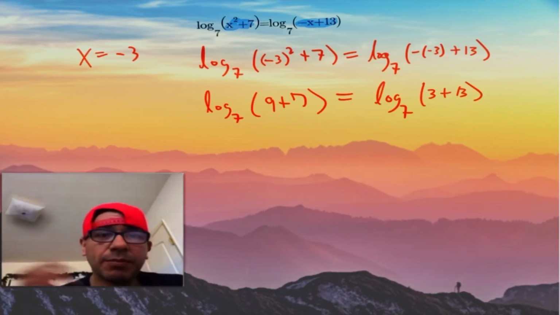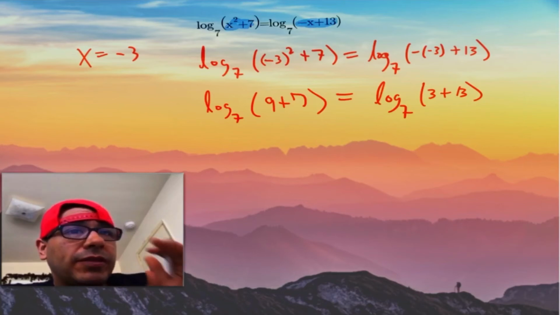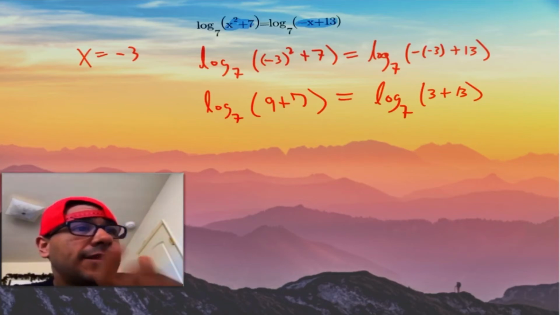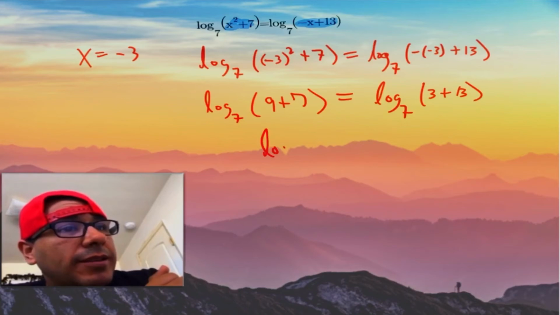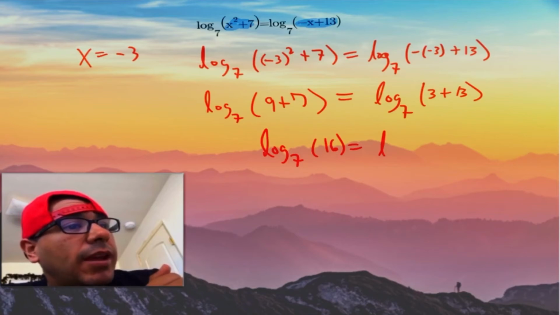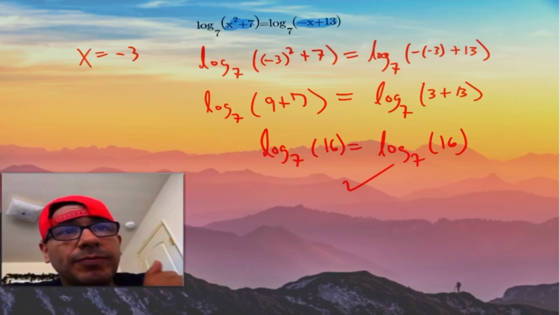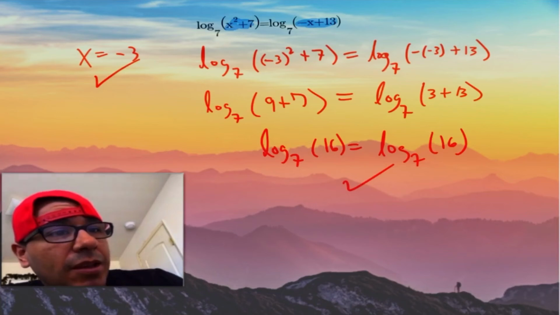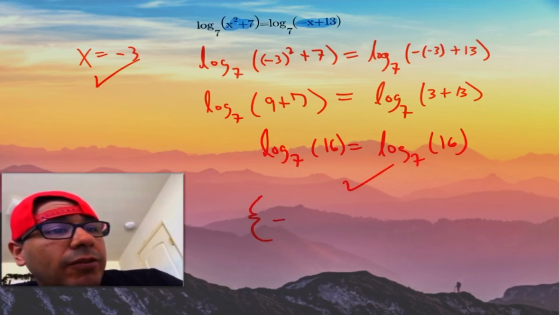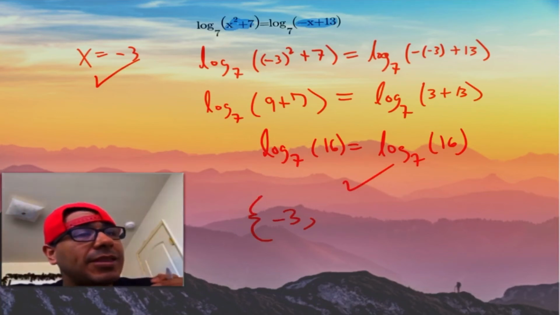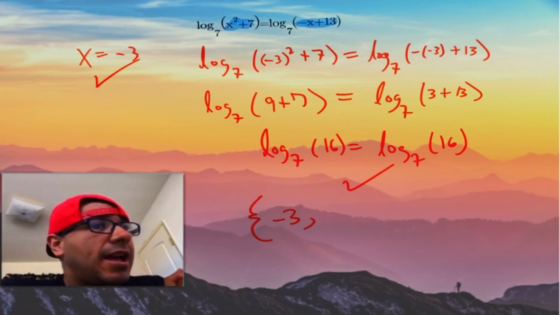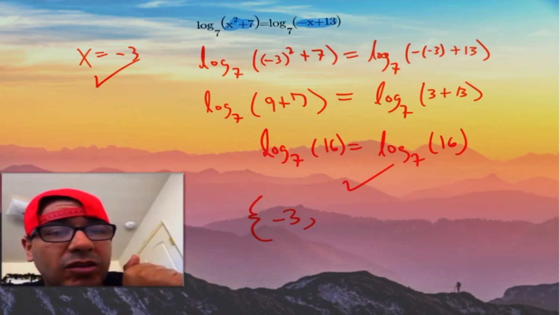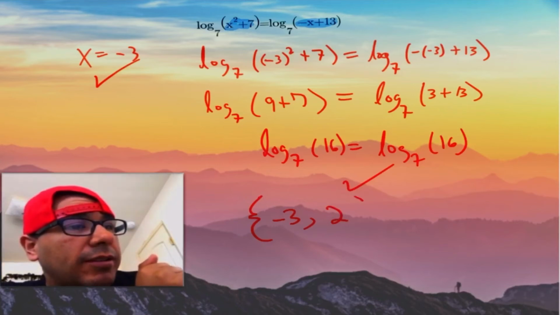When we simplify both sides, what we're hoping for, if this is an answer, is the same statement on each side. So on our left-hand side, we have log base 7 of 16. And on our right-hand side, we have log base 7 of 16. So they are equal. So x equals -3 is, in fact, our second solution. Let's write this in our solution set. Our first answer was -3. And our second answer, I think it was 2.